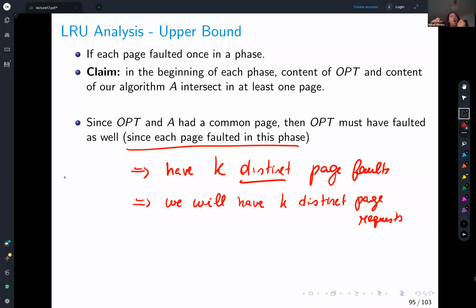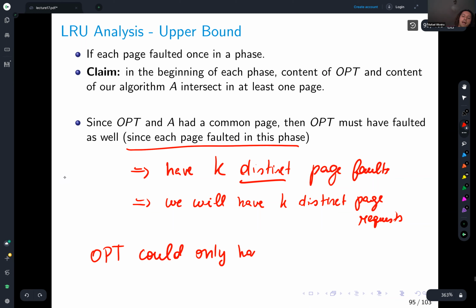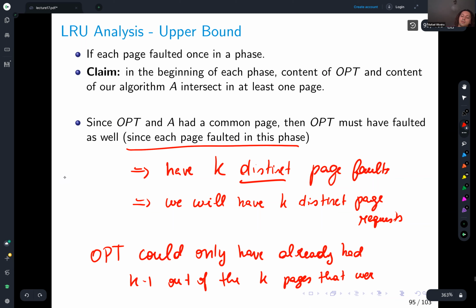Remember, now opt and A had a common page. So opt could only have already had K minus 1 out of the K pages that were requested. Does that make sense?